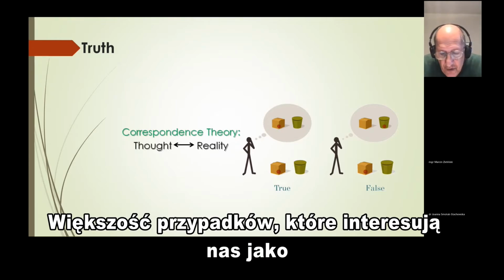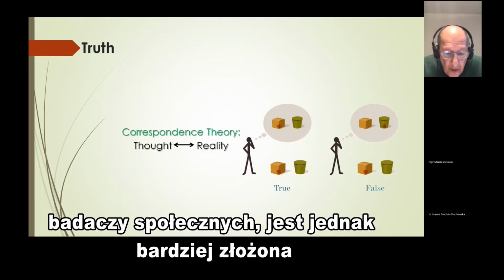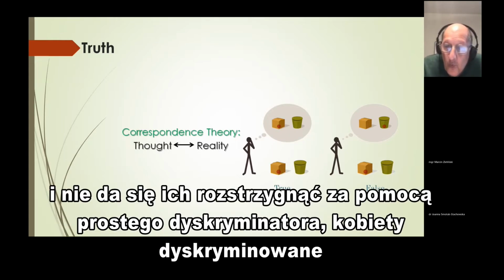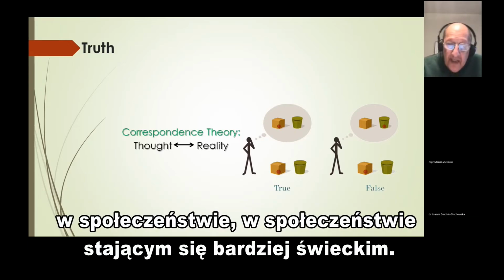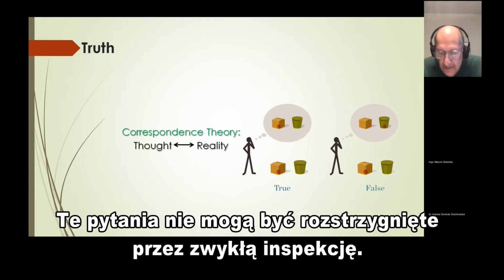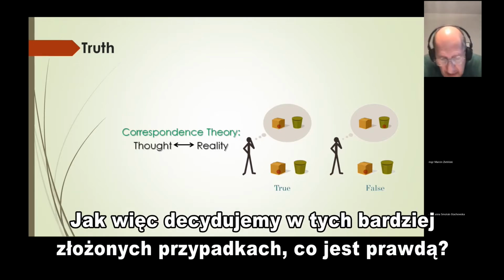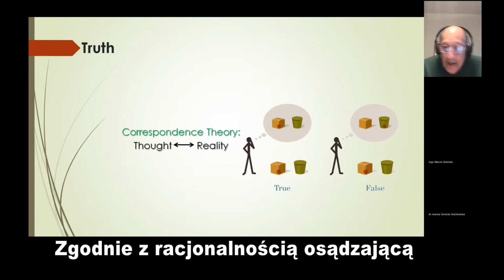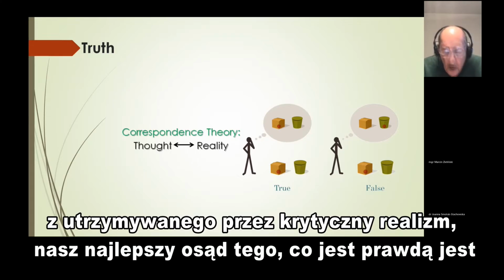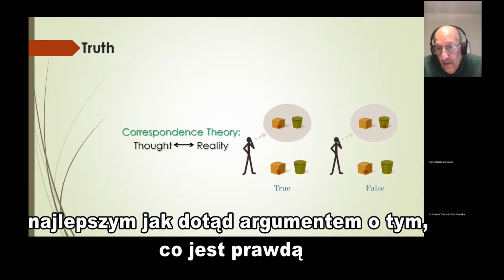Most of the cases that interest us as social scientists are, however, more complex, not being decidable by simple inspection. Are women discriminated against in society? Is society becoming more secular? These questions cannot be decided by simple inspection. How then do we decide in these more complex cases what is true? According to the judgmental rationality upheld by critical realism, our best judgment about what is true is the best argument so far about what is true.